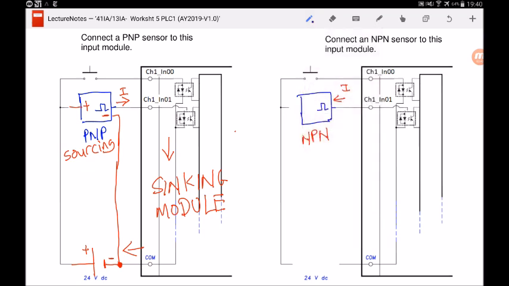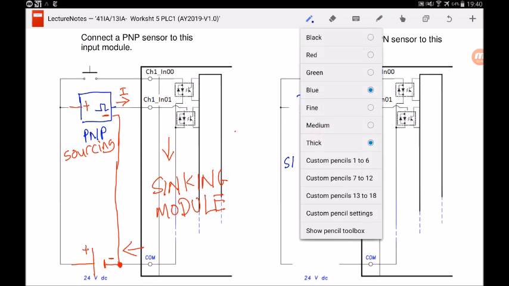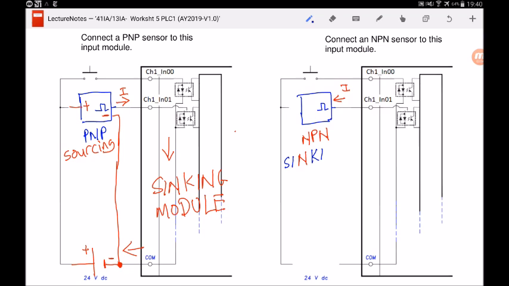How do I remember? Well, you just remember how to spell sinking, right? And you can see that the word sinking has two N, NPN, okay? This is just to help you to remember that NPN is a sinking sensor, which means current is flowing into the sensor. So, with this, you can see that since the current is flowing into the sensor, the current must be flowing in this direction, which is anti-clockwise. So, let's label the current direction for clarity.